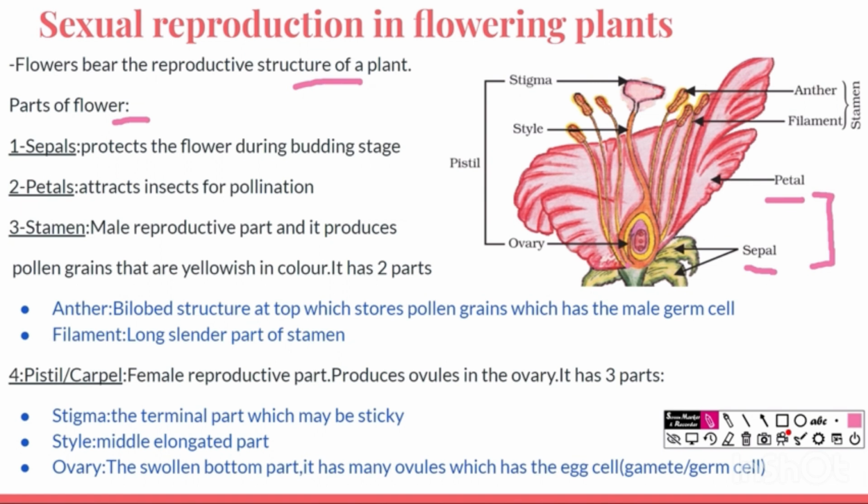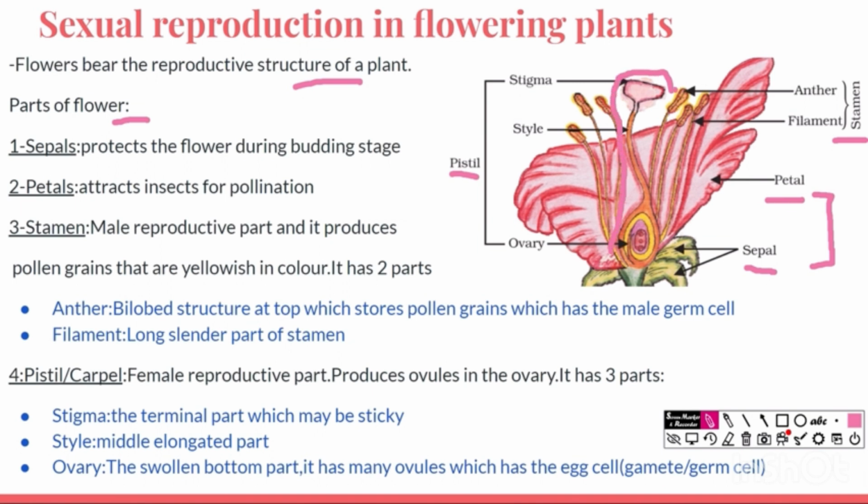The reproductive parts of a flower are the stamen and the pistil, which is also called the carpel. Starting from the pistil, it is the female reproductive part of a flower. Pistil is also called the carpel. So at the center you can see this structure. This structure is the pistil.